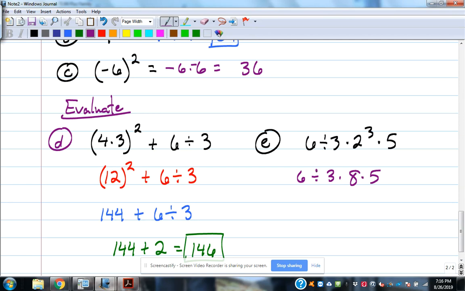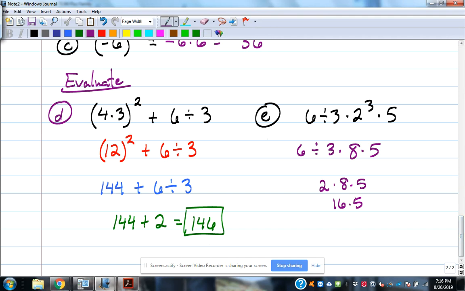Now, what part of that goes next? 6 divided by 3. I thought multiplication came before division. No, it's left to right. So 6 divided by 3 is 2. 2 times 8 is 16, times 5 is 80.